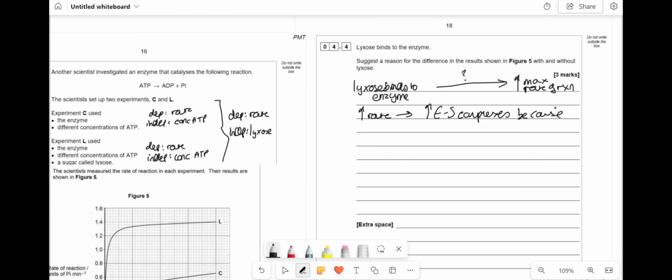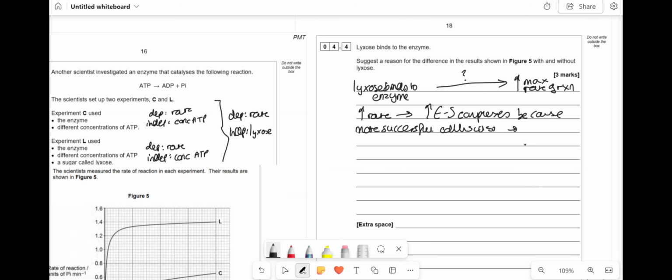If there's more enzyme substrate complexes, then it must mean there's more successful collisions. It's not possible any other way for it to go faster. Then you need to think, well, okay, how could this be? Why is Lixos binding to this probably making that happen? The only possible explanation for that is that it's got to.